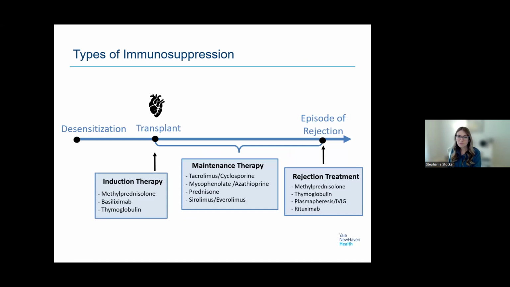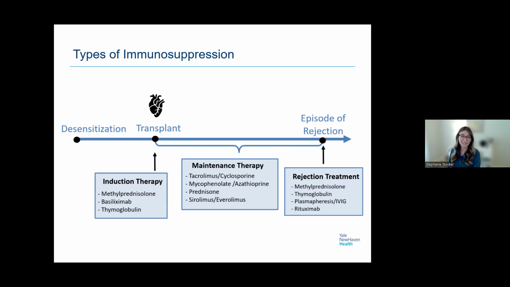Patients may be exposed to immunosuppression at a variety of different points around their transplant. We're not going to talk about desensitization, but they may receive immunosuppression at that time. Some patients receive induction therapy, larger doses of immunosuppression at or around the time of transplant. They all should be receiving maintenance therapy, mostly oral medications that prevent rejection as time goes on. If they have a rejection episode, they may be exposed to additional immunosuppression at that time point.